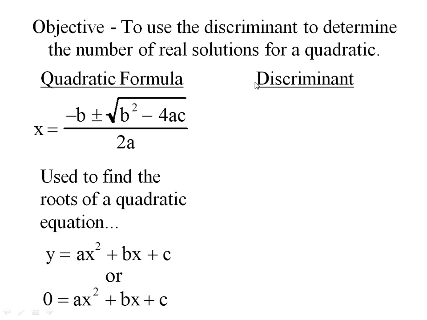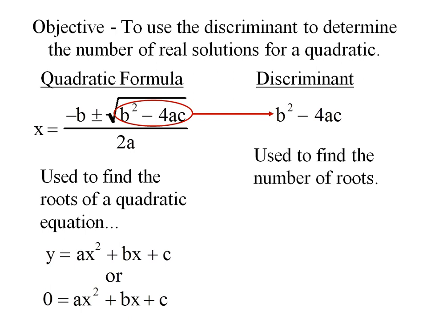So this D word, or this discriminant, doesn't actually tell us what our solutions are. It tells us how many solutions we're going to get. And it's very simple: we're looking at the expression under the radical sign. This b squared minus 4ac, that is our discriminant. It's used to find the number of roots, or the number of solutions. So if you calculate the b squared minus 4ac, instead of calculating the whole entire quadratic formula, it will tell you how many solutions you should have.